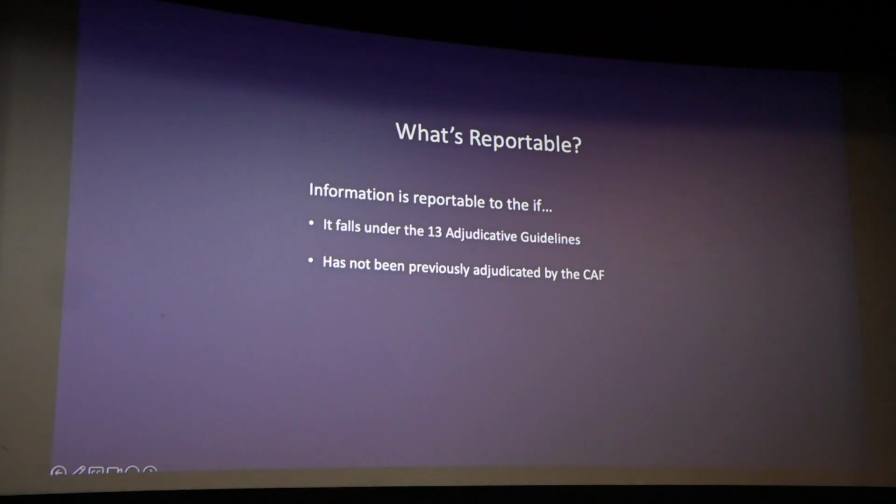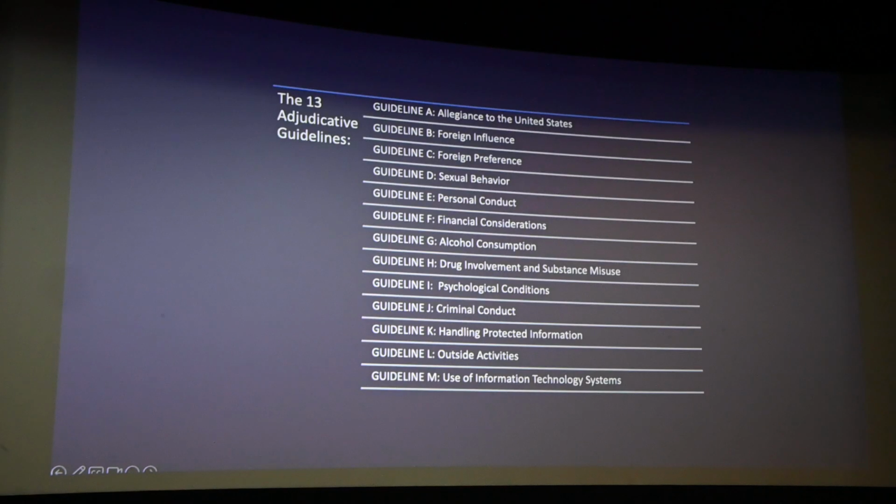Slide, please. So what's reportable? Information is reportable if it falls under the 13 adjudicated guidelines and it has not been previously adjudicated by the CAF. Previously adjudicated by the CAF means they reviewed it, or maybe in your last investigation, it's been mitigated and adjudicated. Slide, please. So we'll talk a little bit about these 13 adjudicated guidelines.